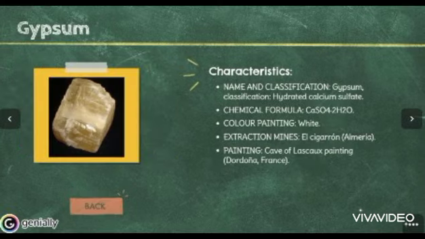Finally, we get to gypsum. Gypsum is the mineral composed of hydrated calcium sulfate, whose formula is CaSO4. The color that we can get from this mineral is white. Gypsum can be extracted in El Cigarrón in Almería, and in prehistory it was also used to paint. One place where we can find it is in the Lascaux Cave in France.